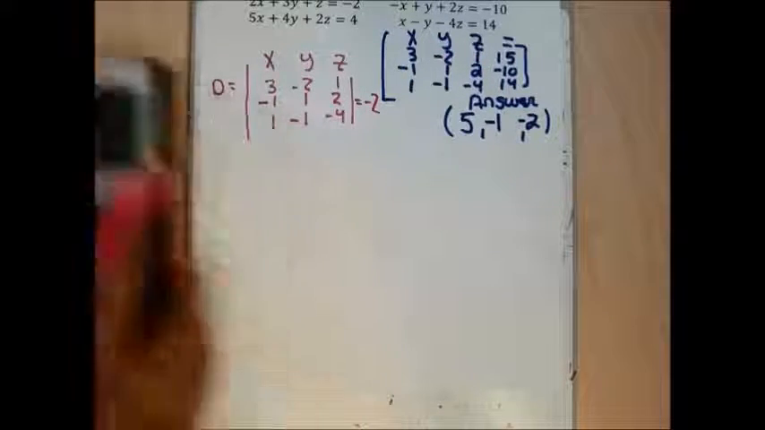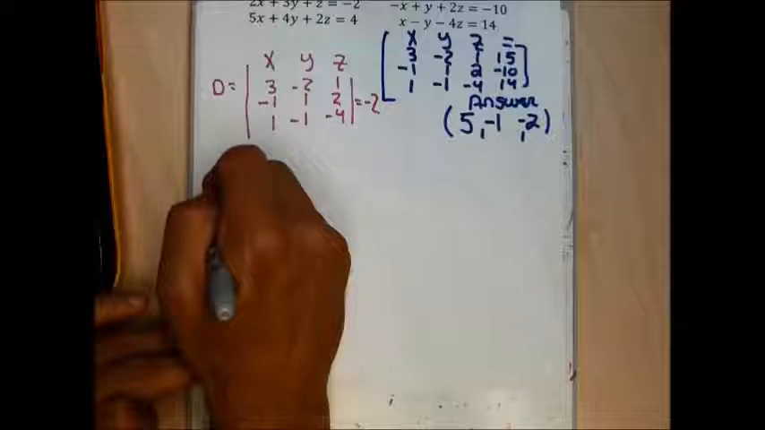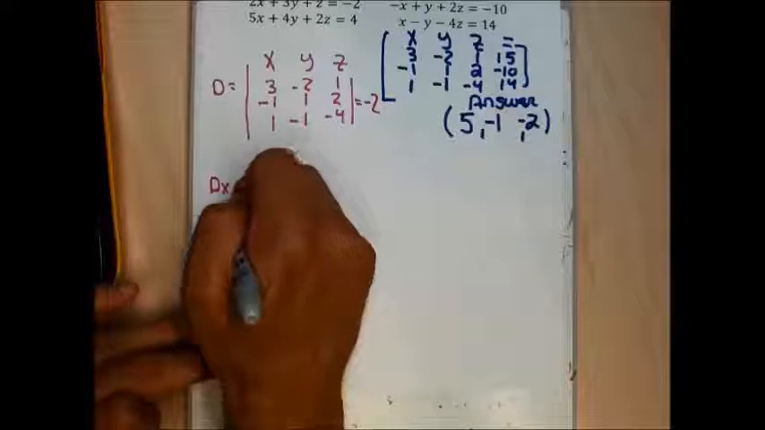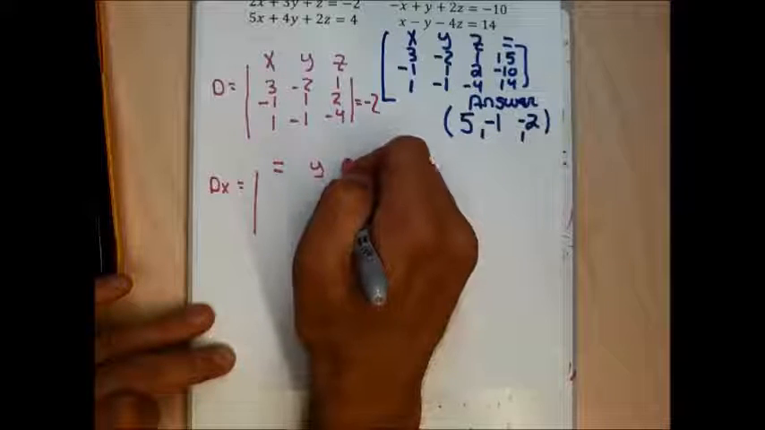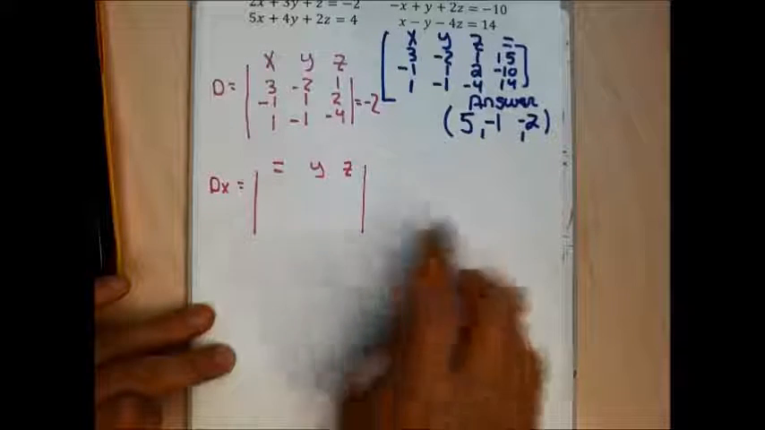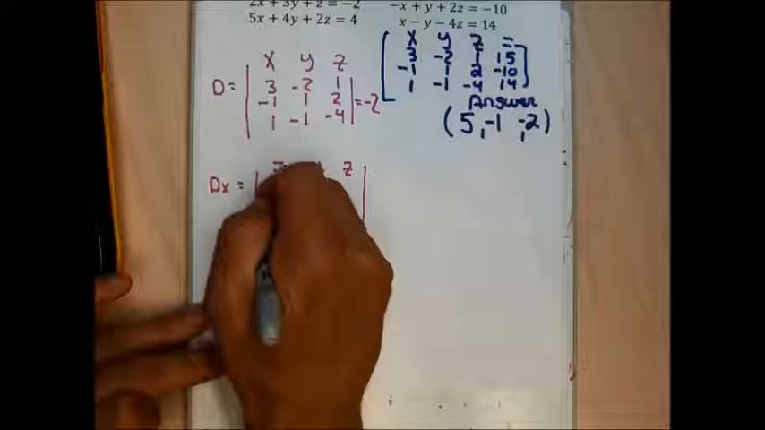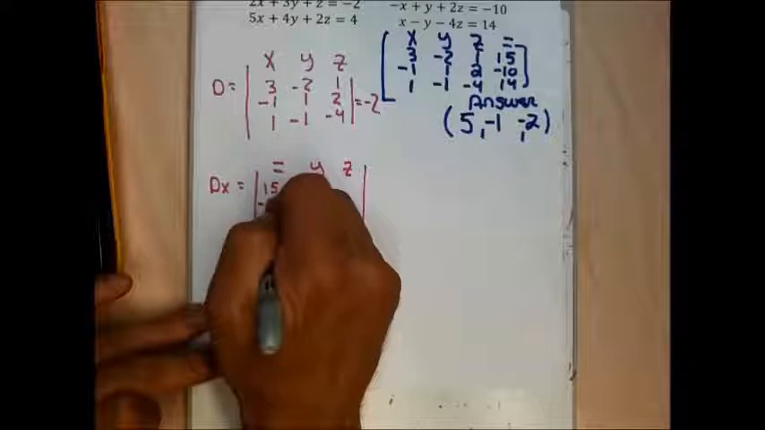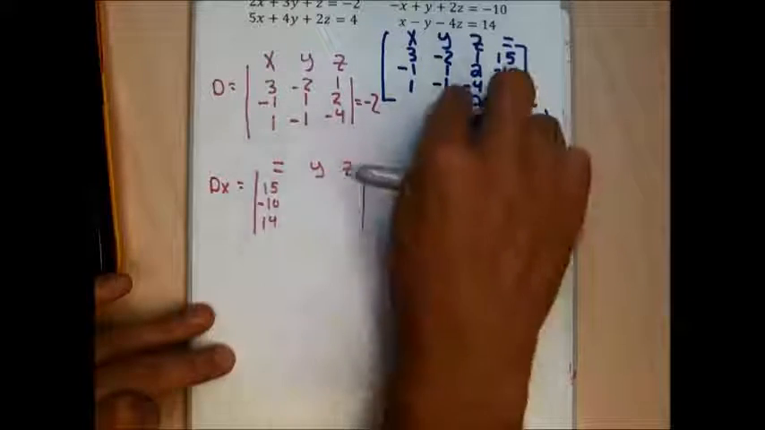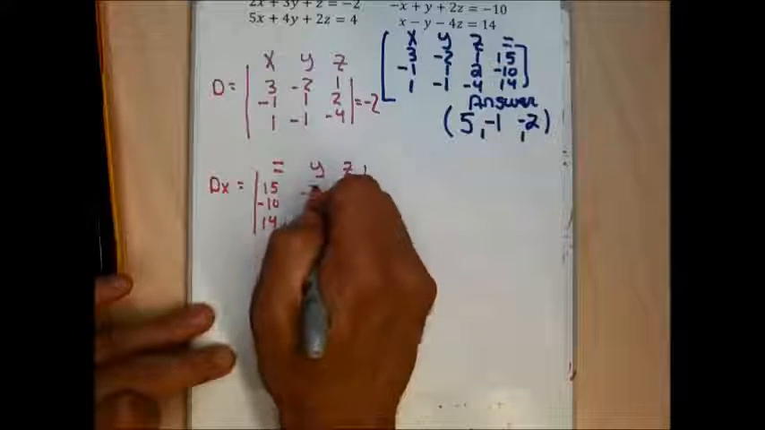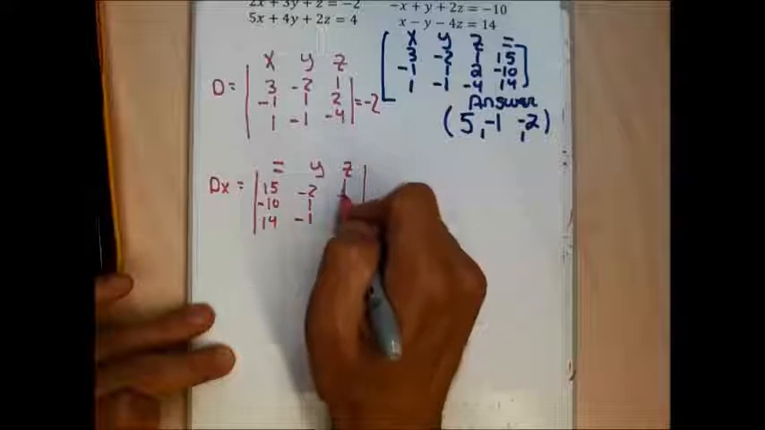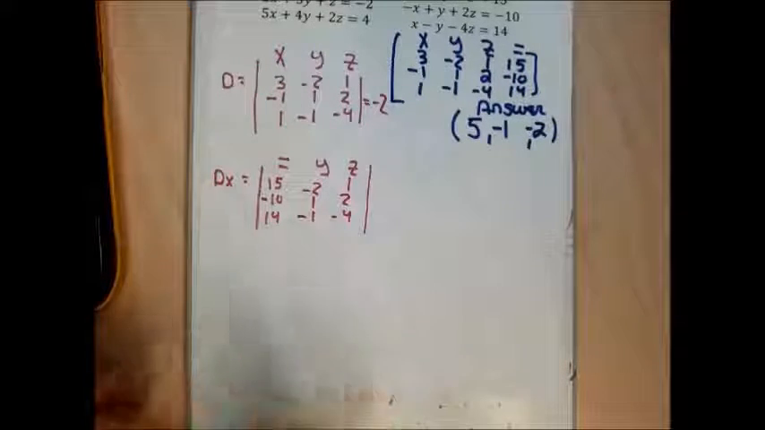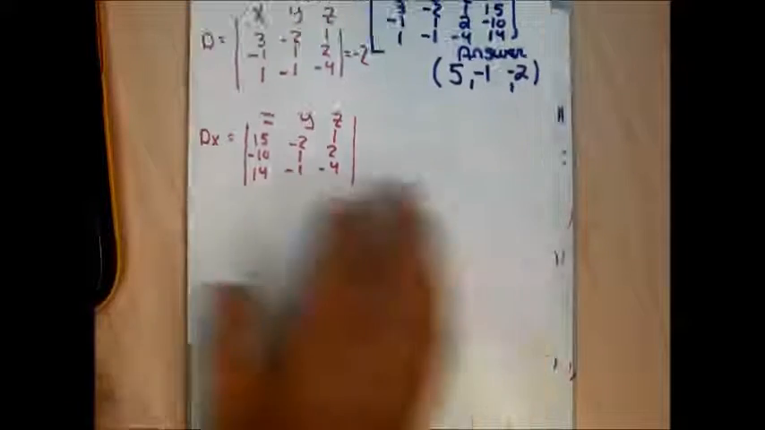Next matrix I need to do, I'm going to call D sub x. And D sub x, the x column changes to the equal column. So I'm going to have the equal column, the y column, and the z column. The equal column is 15, negative 10, and 14. The y column is negative 2, 1, and negative 1. The z column is 1, 2, and negative 4. I'm going to enter that and find its determinant.